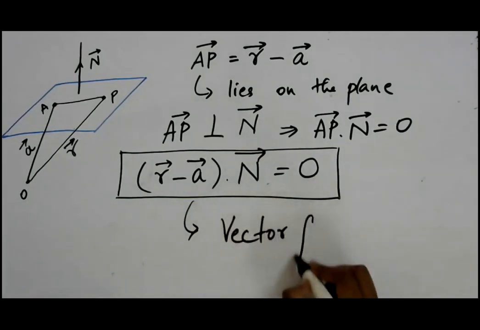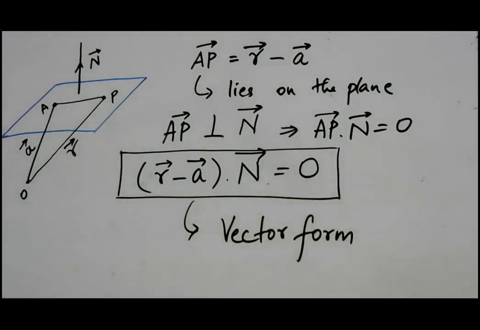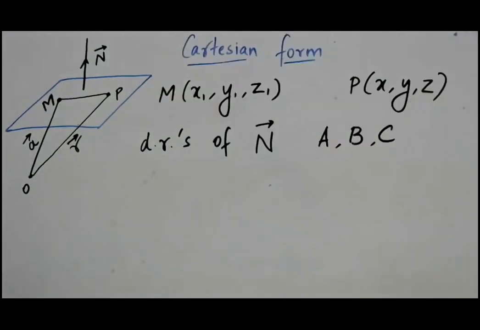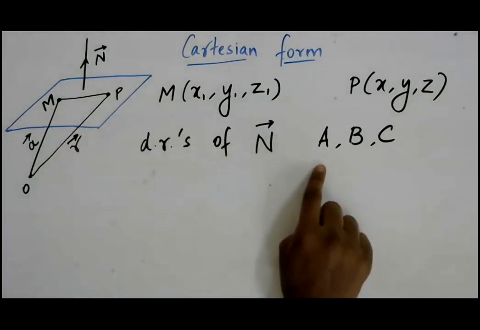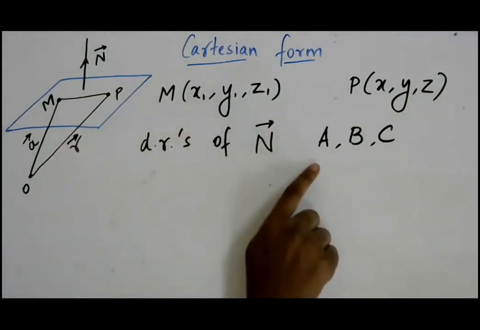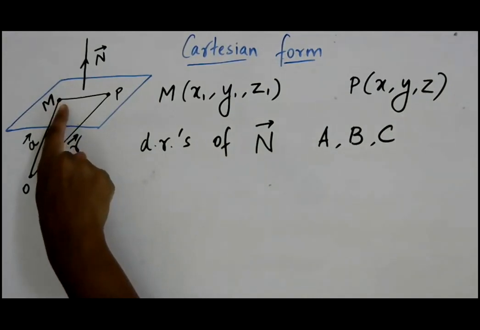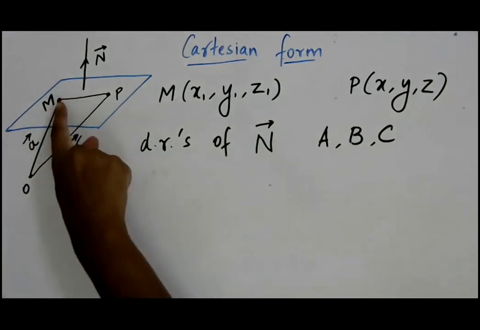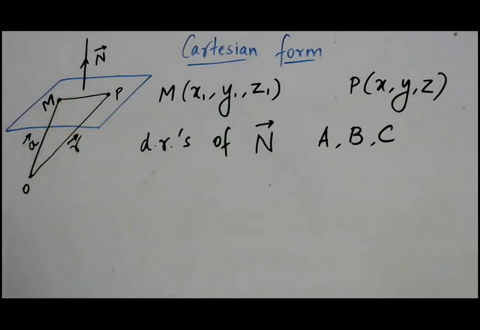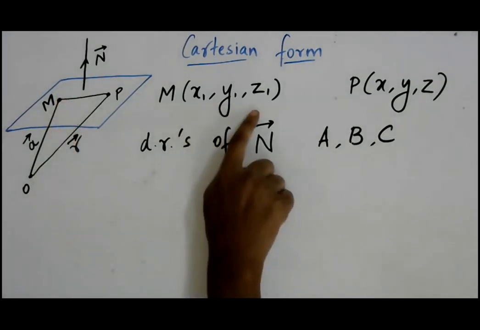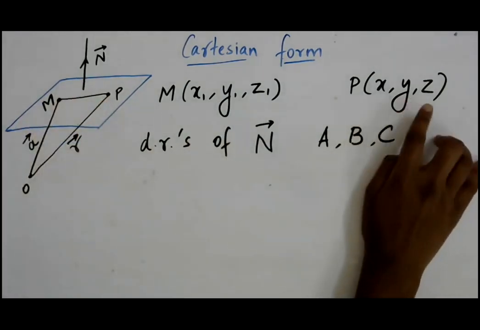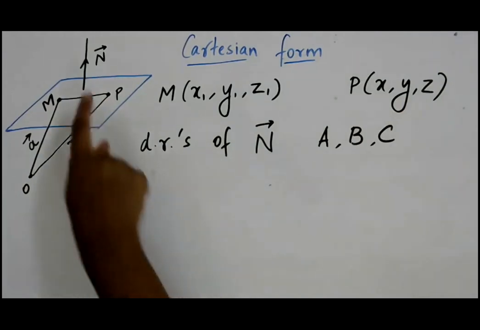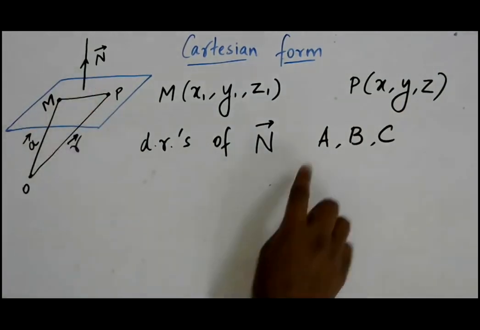This is the vector form. Now let's try to derive the Cartesian form for the same equation. Here I've just changed the name of the point to M because we will be encountering one more A, so there might be an overuse of the alphabet. That's why I've changed the point from A to M. So let us say the coordinates of M, the point through which the plane is passing, are x1, y1 and z1, and for some arbitrary point on the plane, let the coordinates be x, y and z. Let the direction ratios of the normal vector to the plane be a, b and c.